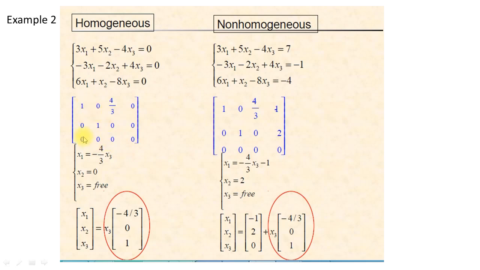So dear students, here I would like to tell you only this point, that when we reduce the augmented matrix of this system into reduced row echelon form, the last third row is a zero row. So in this case the number of equations is 3, the number of unknowns is also 3, but the number of unknowns is greater than the rank. The rank is 2 here.